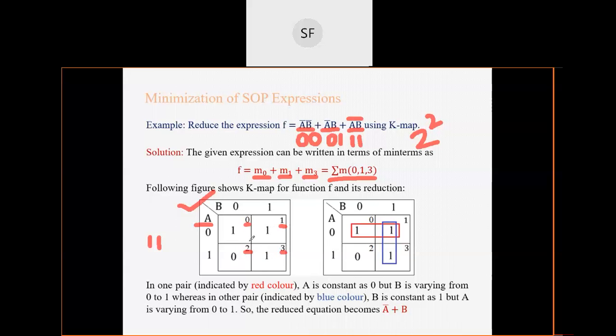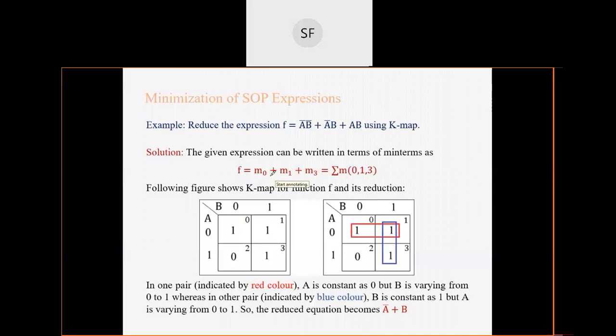Now once you have decided that these are the minterms, then what you have to do is map your output function on this K map. How will you map? You have to observe the function one more time, and whichever minterms are present in that function, in that cell you have to put 1.